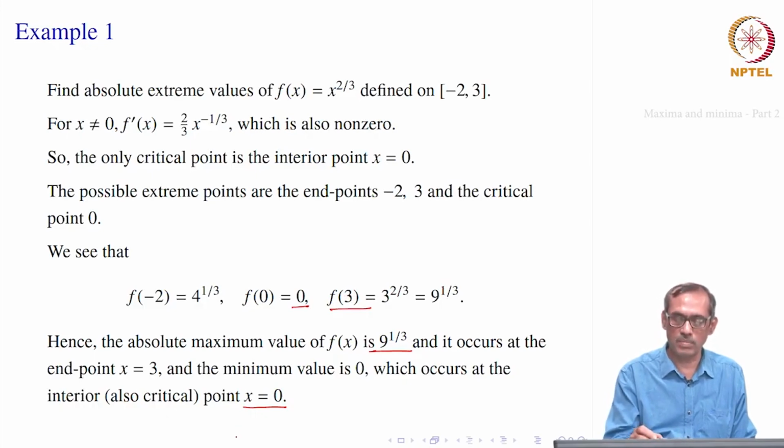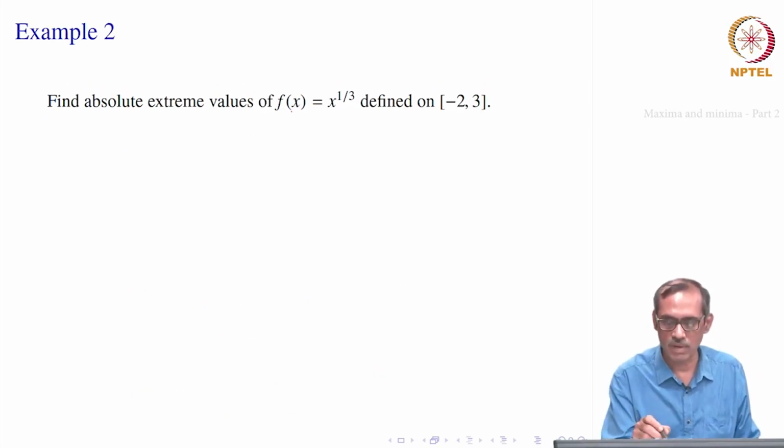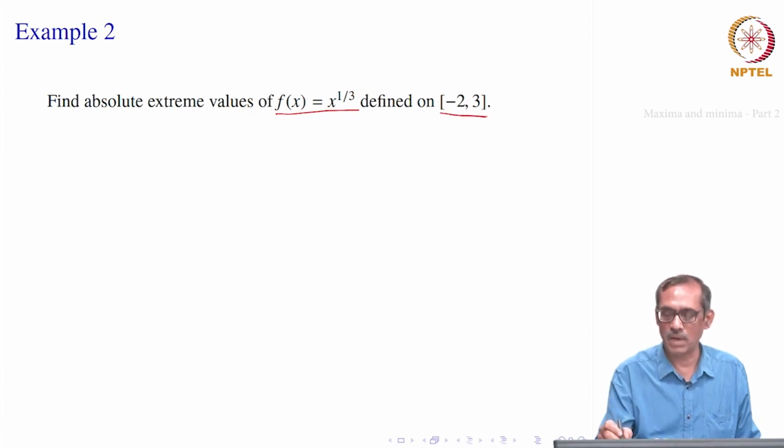So, the point of absolute maximum is 3, the point of absolute minimum is 0, and the absolute maximum value is 9 to the power 1 by 3, and the absolute minimum value is f of 0, which is 0. That is what we conclude from this. Let us take another similar problem. Suppose you have f x equal to x to the power 1 by 3, again defined on the same closed interval, minus 2 to 3.